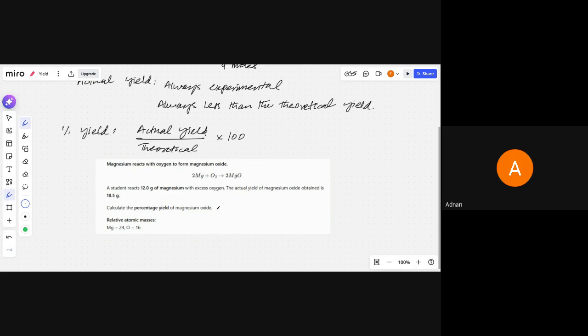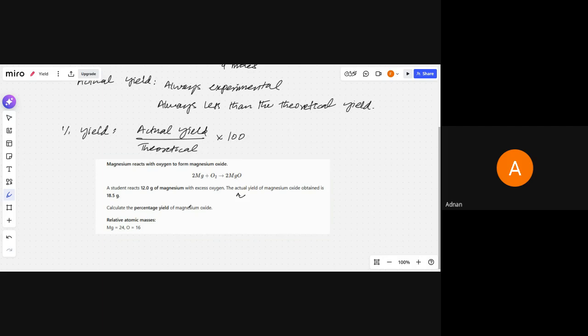One of the confusions students worry about, or make mistakes on, is that they are unable to identify which one is the theoretical yield and which one is the actual yield, or how to find a theoretical yield. So the words actual yield may not be given to you in the question. The question may read, a student reacts 12 grams of magnesium with excess oxygen, and 18.5 grams of magnesium oxide was produced.